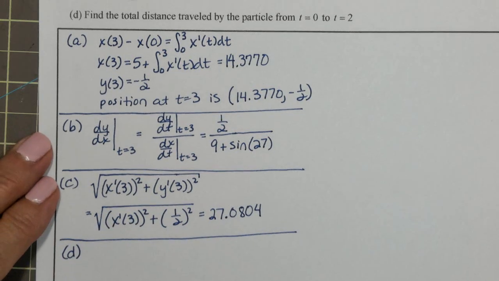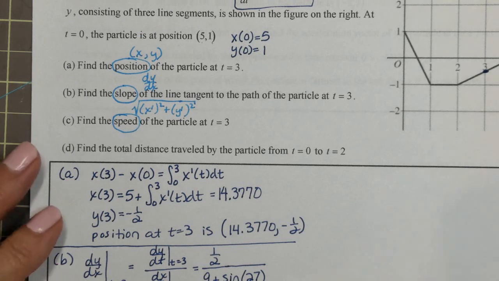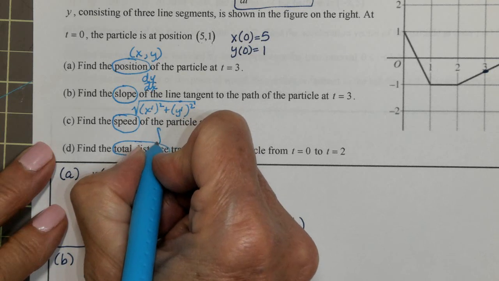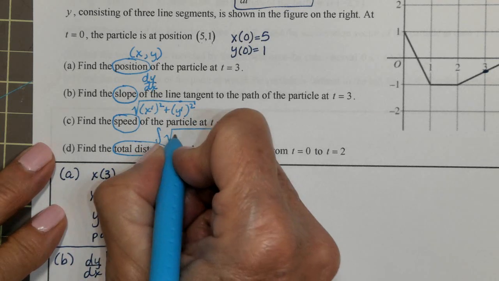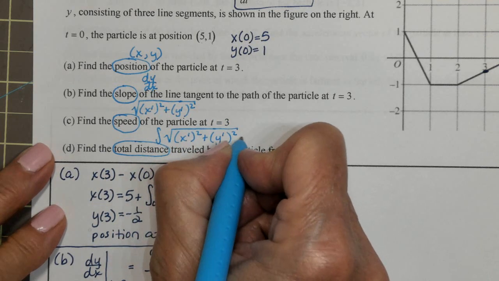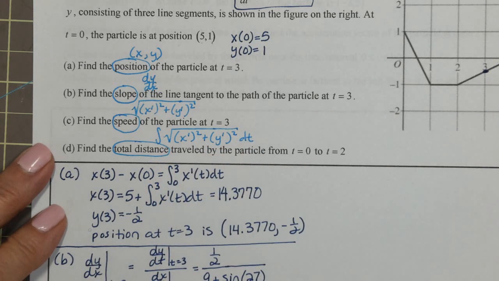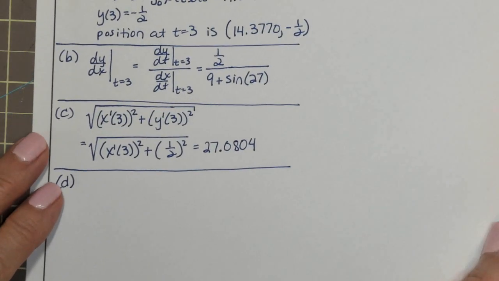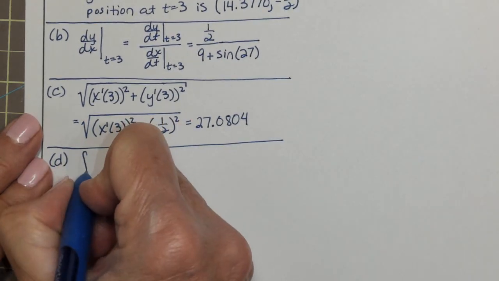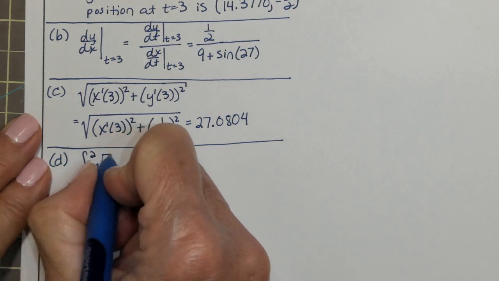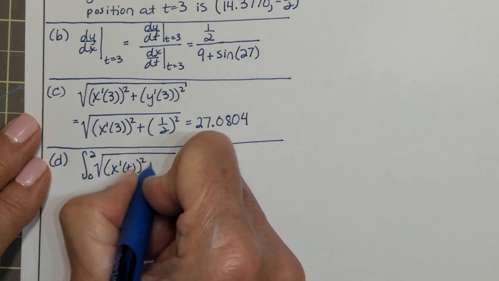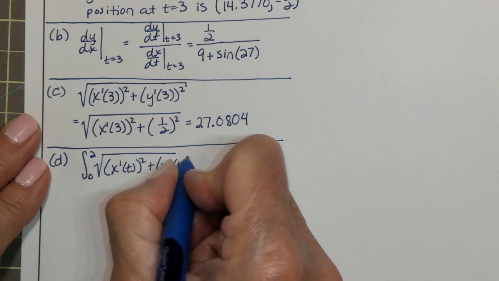Part D. Find the total distance traveled from time 0 to time 2. Total distance traveled is the integral of speed. Okay, so I'm going to set that up. And I want it from time 0 to time 2, they say. So we'll have the integral from time 0 to time 2 of the square root of x prime of t squared plus y prime of t squared.